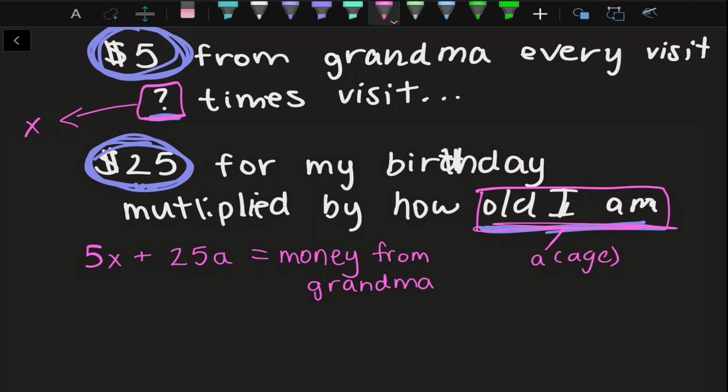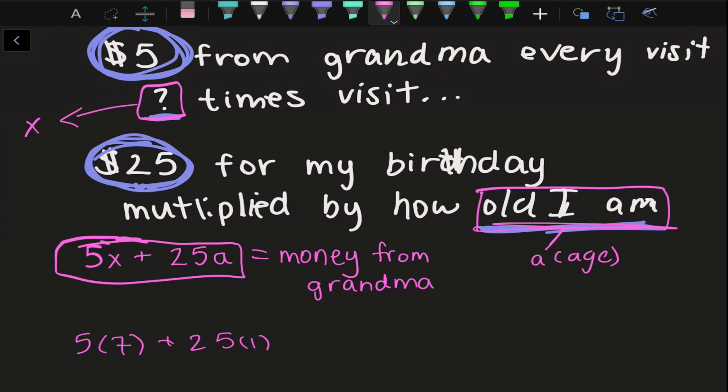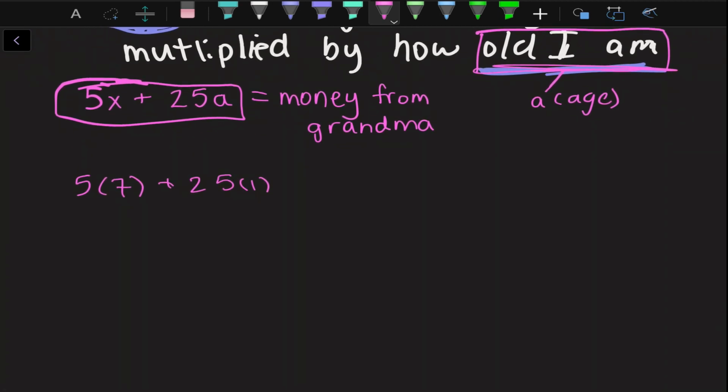So it's just remembering that if I see an equation like this, the 5 and the 25 are set in place and not going to change, while the X and the A are my variables that will change. If this doesn't change from year to year, then on my first birthday, let's say I saw grandma 7 times, so my 7 would go where my X is, plus 25 times I'm 1 year old. Now, if nothing changes, the next year, when I only see grandma 3 times, but I'm 2 years old, I can still find out how much money I'm going to get from grandma. Okay?